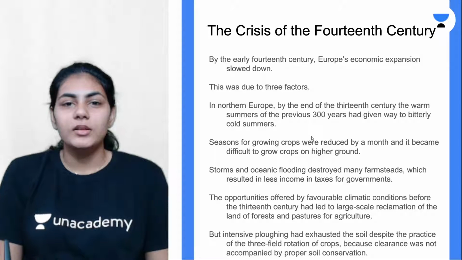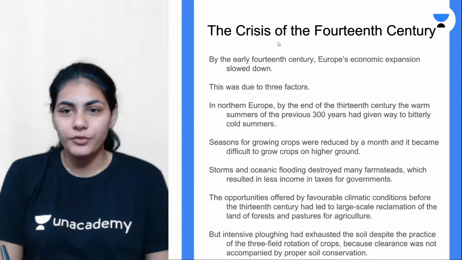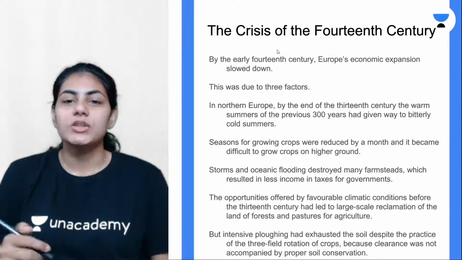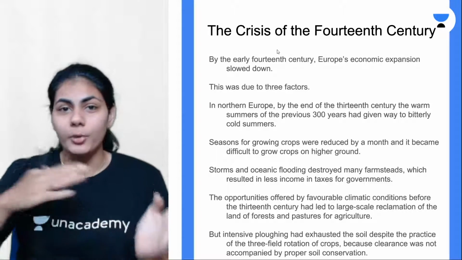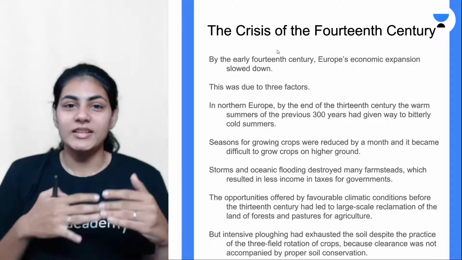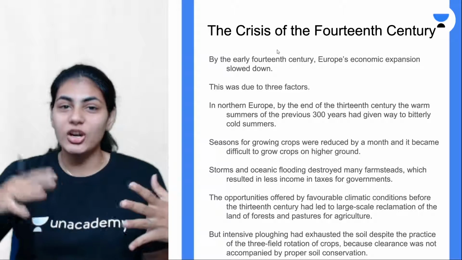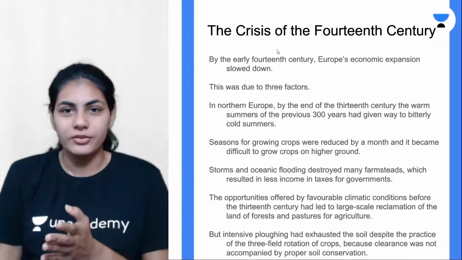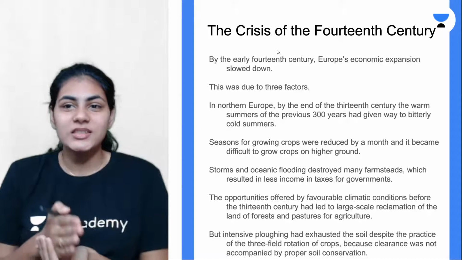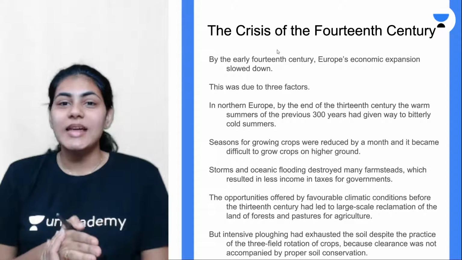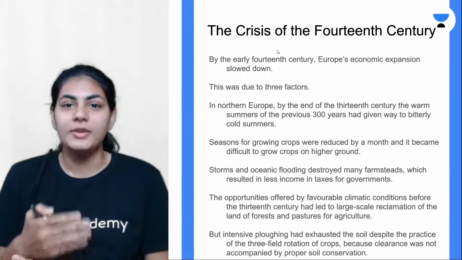Okay, so the first sub-theme for today's class is the crisis of the 14th century. Till yesterday, whatever we've discussed regarding this chapter, we've only seen the positive elements of it. The economy is booming, the society is growing, the political structure is developing, everything positive till the 13th century. But as the 14th century started kicking in, there are a lot of problems that European people face.